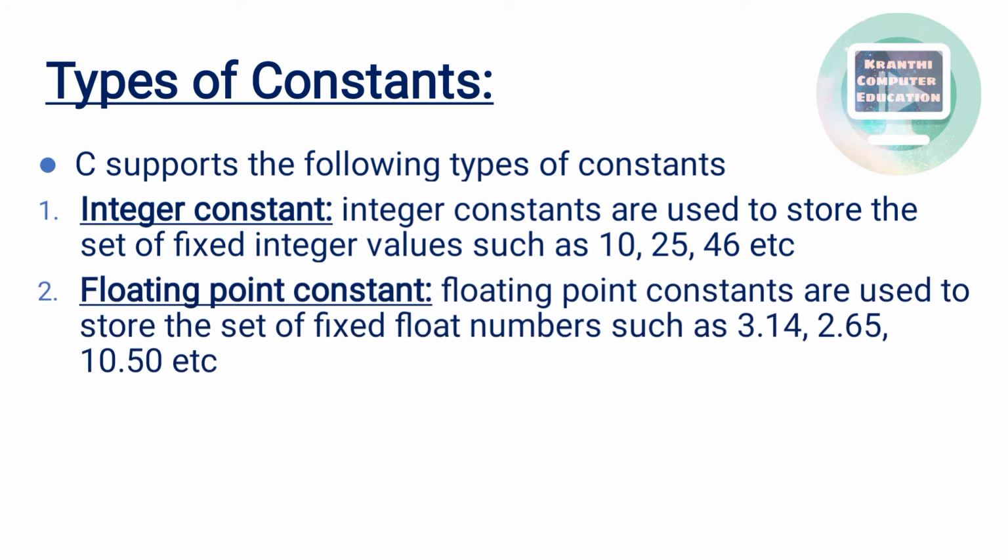Number 2, floating point constants. Floating point constants are used to store the set of fixed float numbers such as 3.14, 2.65, 10.50, etc. See here, floating point constants are used to store float numbers. Here 3.14, 2.65, 10.50 are the examples for float numbers.